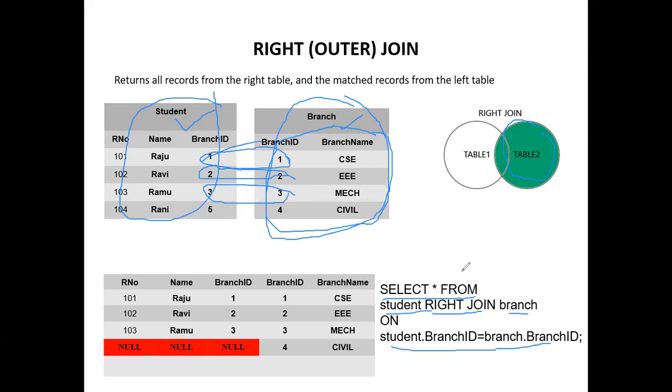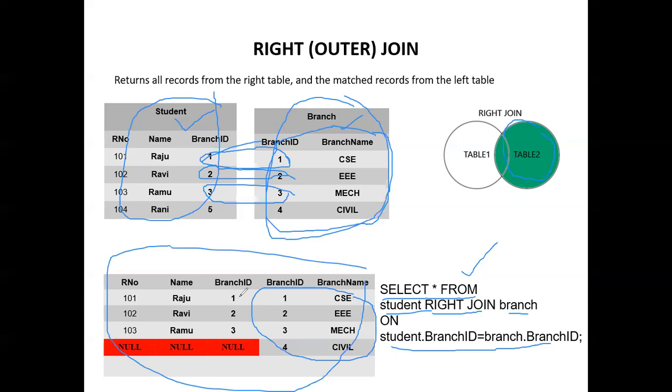Now whenever you execute this SQL statement, a new table is created like this. If you observe, all the records of the branch table, which is the right table, are available, and for the left table only the matching records are available. In the right table we have one extra row, and for that row there are no values available in the left table. So in such a case, those values will be inserted as null values. This is about the right join.